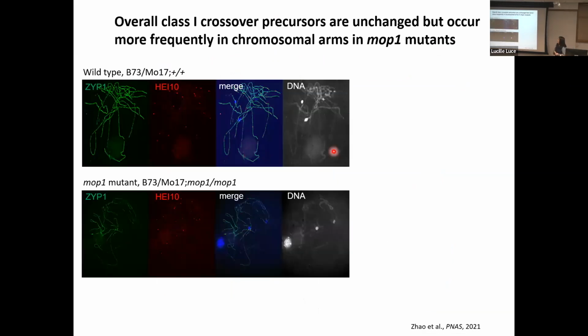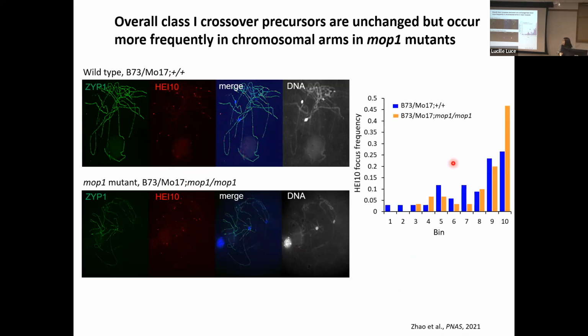And also, we did a cytogenetic analysis using an antibody of HEI10. This gene tracks the crossover precursor. This just shows one meiocyte. This is a wild type, and this is a mutant. If you see a red dot there, that means one crossover precursor, one HEI10 focus. We didn't see a very big difference. Overall here probably 19 and here probably 20.